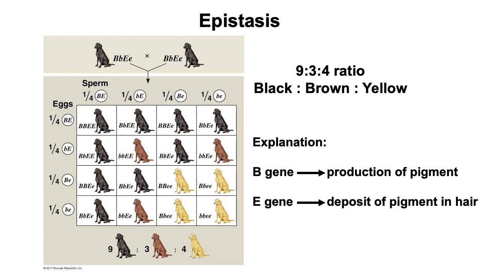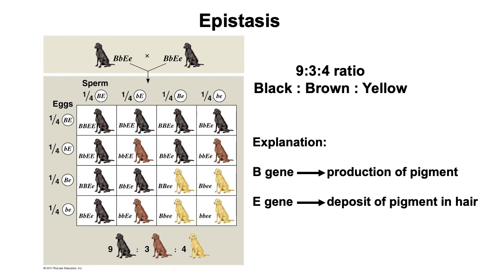and so this is why we see the yellow dogs. So the B gene is important for the production of pigment. Dominant alleles give you darker pigment than recessive alleles. And the E gene is important for getting that pigment into the hair. And if you have no dominant functional alleles at E, you can't get the pigment into the hair, and the result is yellow dogs.